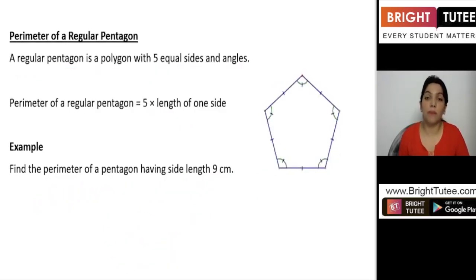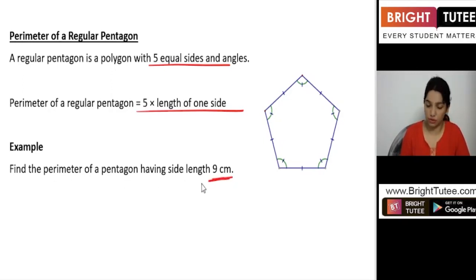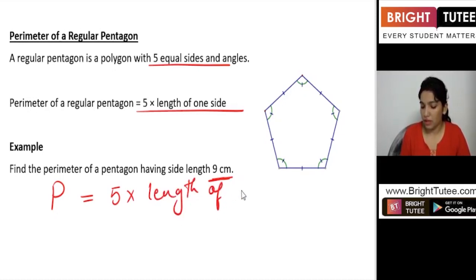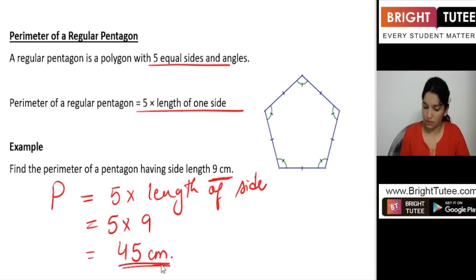Now if you have a pentagon, it has 5 equal sides. So now what are you going to multiply each side with? 5, right? So find the perimeter of the pentagon having each side of length 9 centimeters. Using the formula, I'm just writing a capital P to denote perimeter. Perimeter of a pentagon having 5 sides, so we do 5 times the length of each side. So 5 times 9 and the answer is 45 centimeters. Simple. I hope it's clear. Just make sure that you remember that pentagon stands for 5 sides.